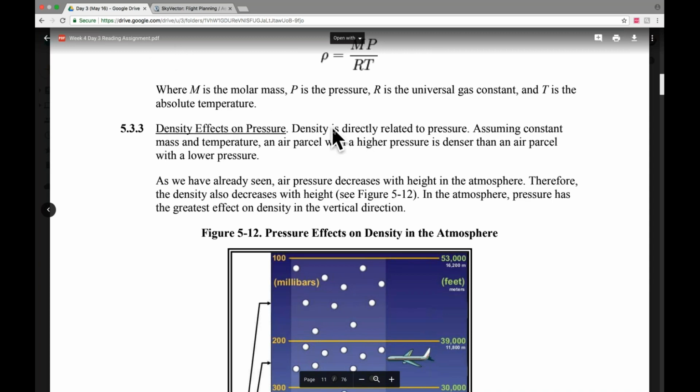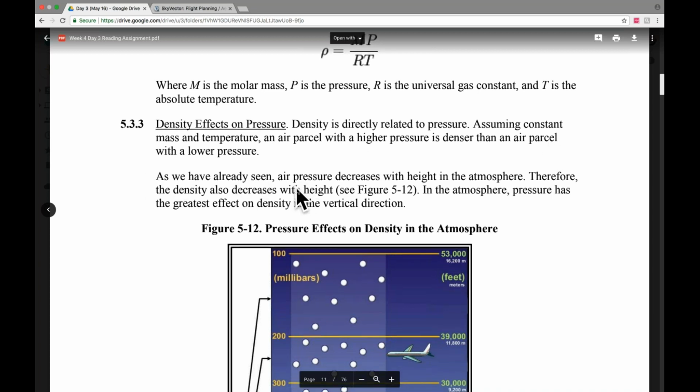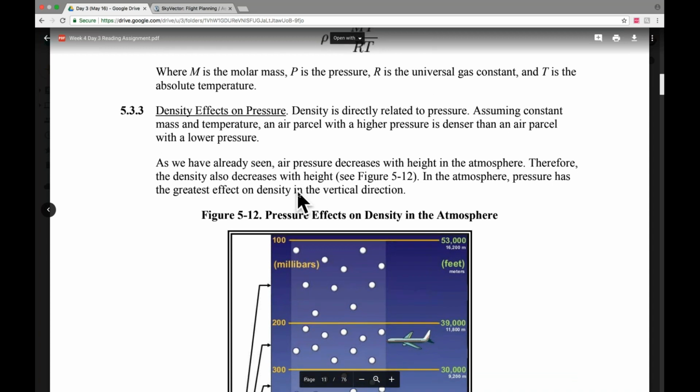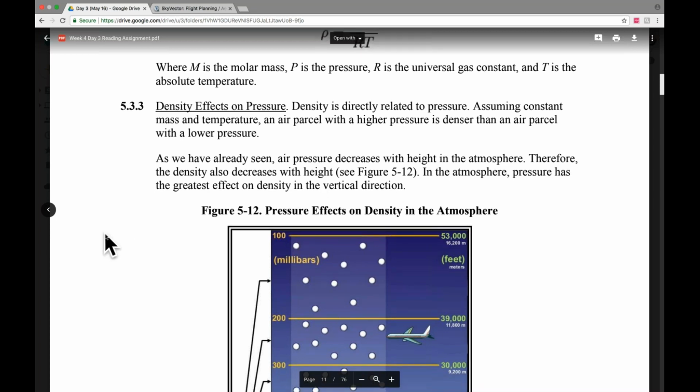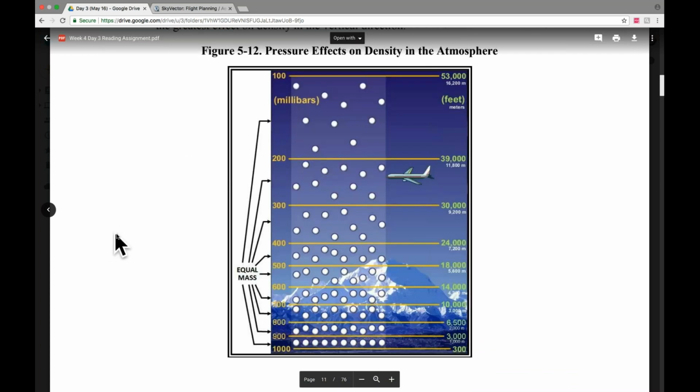So the density effects on pressure. Density is directly related to pressure, assuming a constant mass and temperature. An air parcel with higher pressure is denser than an air parcel with lower pressure. Okay. Like we talked about, air pressure decreases with the height in the atmosphere. Therefore, the density also decreases with height. In the atmosphere, pressure has the greatest effect on density in the vertical direction. Okay. Everything that I've already gone over.